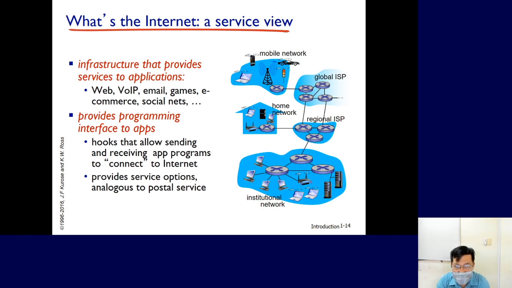So the internet provides service to the application. To help the programmer create an application, they also provide a programming interface. So a programmer can use some API, a programming user interface API, to create the application. That application can run on the internet. There are popular APIs such as the Java API and Python API that help to create network applications.